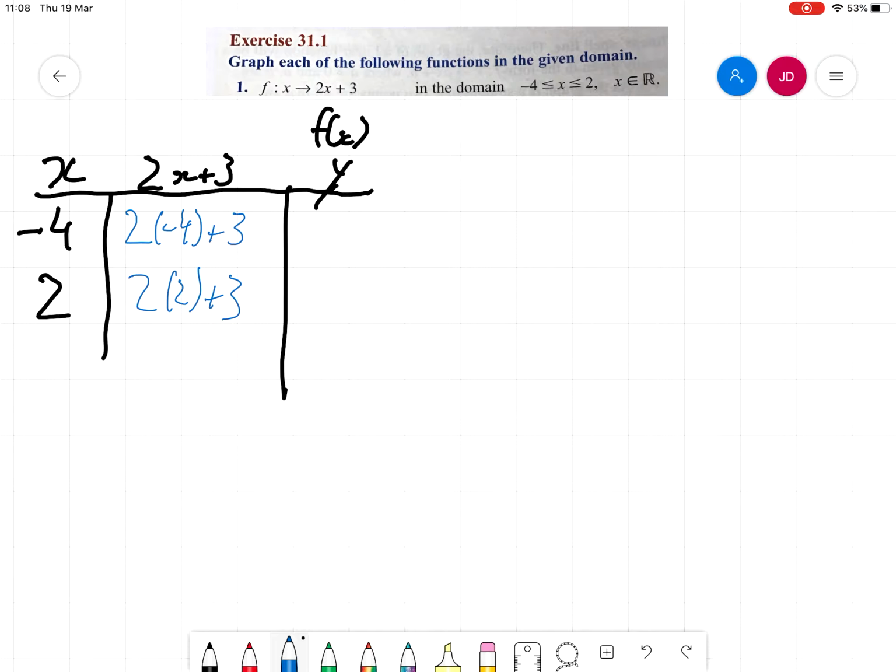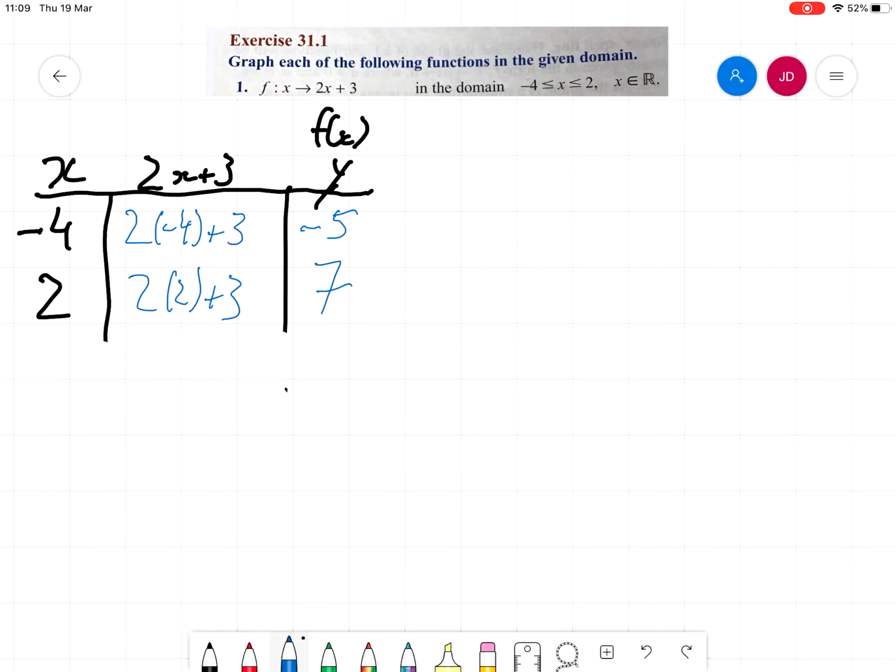Now let's work them out. 2 by minus 4 is equal to minus 8, plus 3 is minus 5. So let's put that into our output there of minus 5. 2 2's are 4, plus 3 is 7. So let's put 7 into our output there.